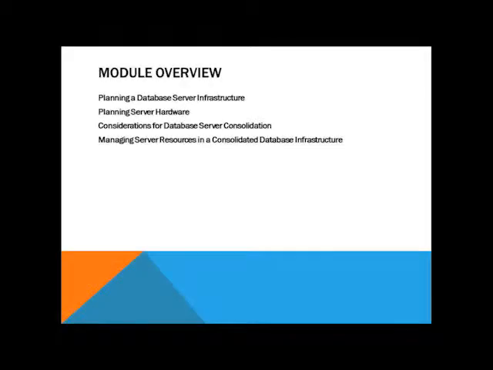We're talking about putting several servers together, either in a management group or in some sort of organization, so that we can find a single point or just a few points where we can read the health of those servers and so on. We're going to talk more about that. And then managing server resources in a consolidated database infrastructure.